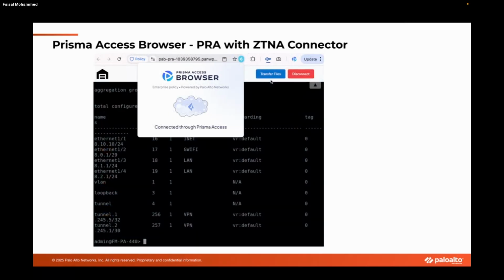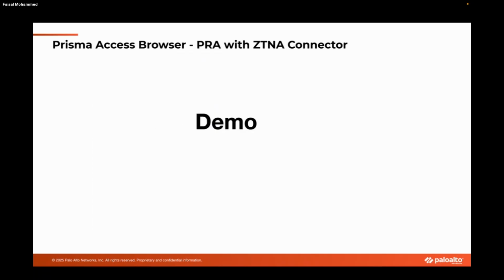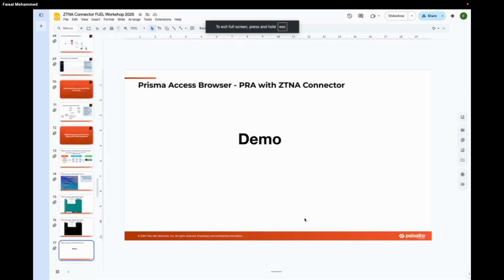The next one is the SSH session to any of your devices, switches, routers, firewalls in your environment. You can connect to it using the same method. The traffic originates from the browser, goes to the explicit proxy, and from there it goes to the ZTNA connector, and the connection is established to the respective app, for RDP as well as SSH. So we'll have a quick demo for this one.